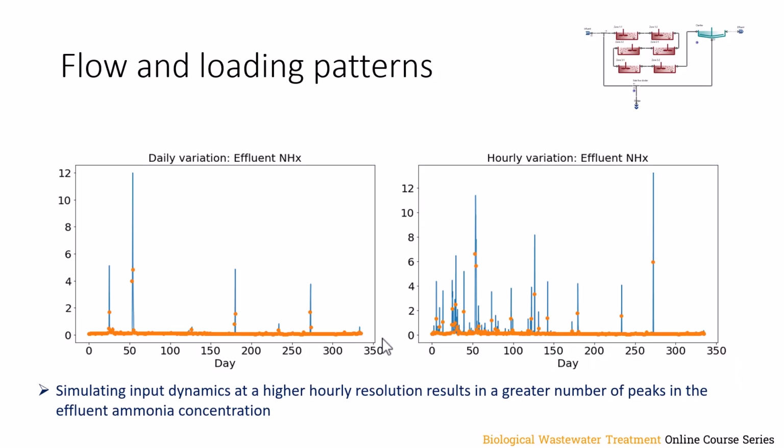Okay, so if we simulate now in our plant the influent loading pattern, not just based on daily averages, but looking at hourly averages, now we can see on the right-hand side the effluent concentration that we simulate. We get a lot more frequent peaks in the effluent. And so this sort of answers the question, what's the effect of increasing the time resolution around the influent dynamics? We can see on a daily basis, we can simulate about 4 or 5 ammonia breakthroughs in the course of a year.